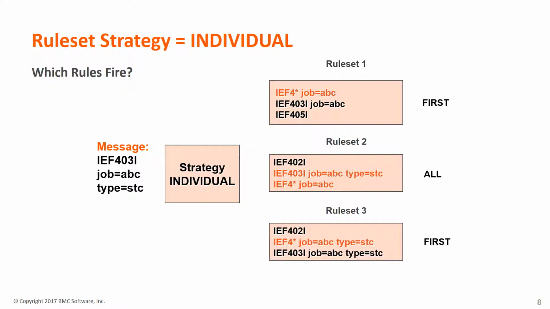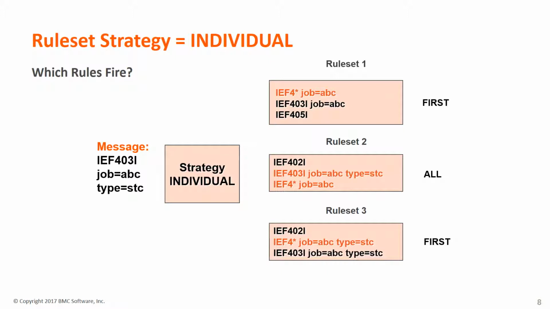So let us consider our message again, and this time we have a strategy of individual. And if you look over on the right, you can see rule set 1 has a strategy of first, rule set 2 has a strategy of all, and rule set 3 has a strategy of first. So let's consider that we get our message IEF 403I, and Auto Operator is going to begin scanning in the first rule set. He says, oh, this rule set strategy is first, so when he encounters the first match, the IEF 4 asterisk, he's going to stop scanning in that rule set, even though the next rule would match as well.